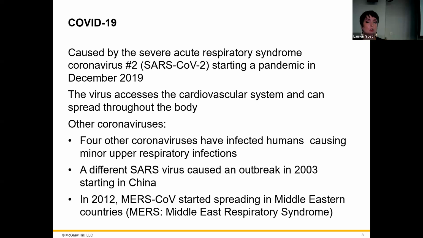And we actually restricted travel to and from those locations to prevent it. However, when COVID finally came out, it was a worse version of the virus and had a much more devastating effect across the world, as we are all aware.